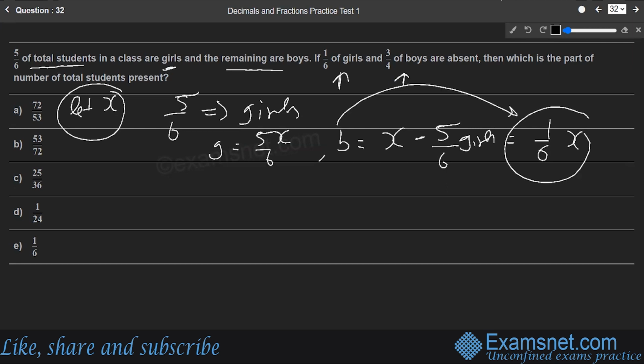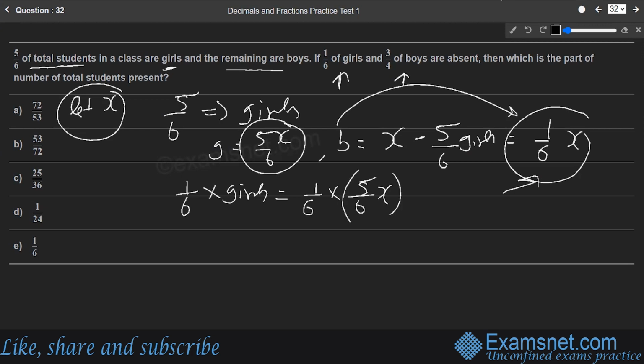The next thing he has said is that the remaining are boys. We have already found out 1 by 6 of x are the boys. He says if 1 by 6 of the girls, he wants us to find out 1 by 6 of the girls. How many girls do we have? We have 5x by 6 girls. So 1 by 6 of the girls is 1 by 6 of 5 by 6 of x. And 3 by 4 of the boys are absent, so he wants us to calculate 3 by 4 of boys. That is 3 by 4 of 1 by 6 of x. They are absent.